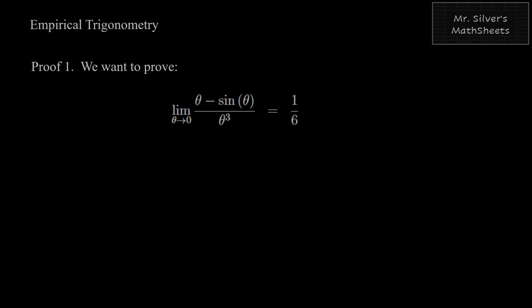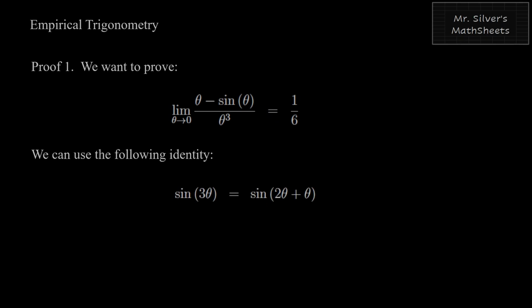So the first proof: the limit of (theta minus sine theta) over theta cubed equals 1/6. This is the hard one. So we're going to use a trigonometric identity for sine of 3 theta that you can derive on your own. Very simple to prove. It's 3 sine theta minus 4 sine cubed theta.